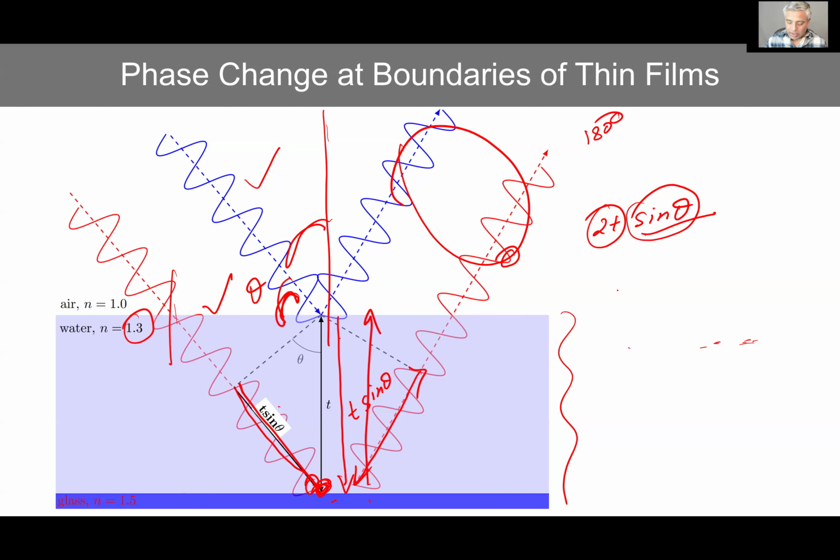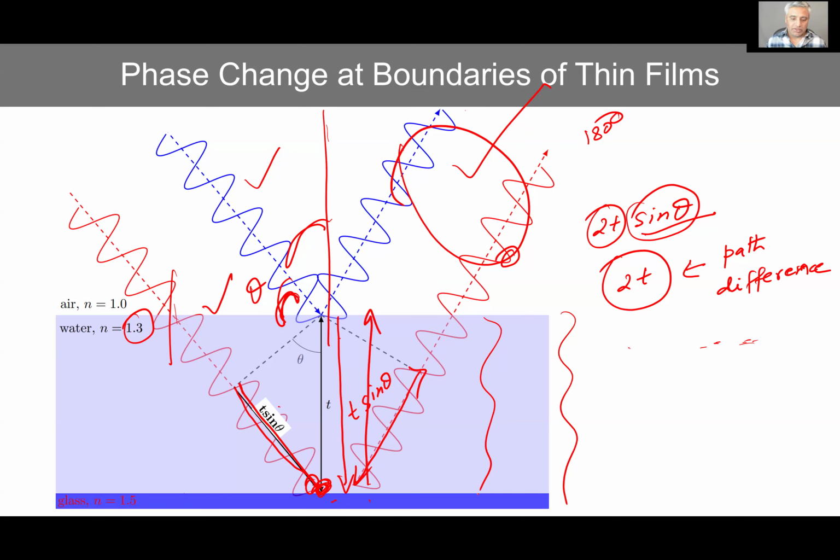So we're going to be writing path difference as 2t in the thin film. So we can have phase change due to reflection, and we can have phase change due to path difference as well.